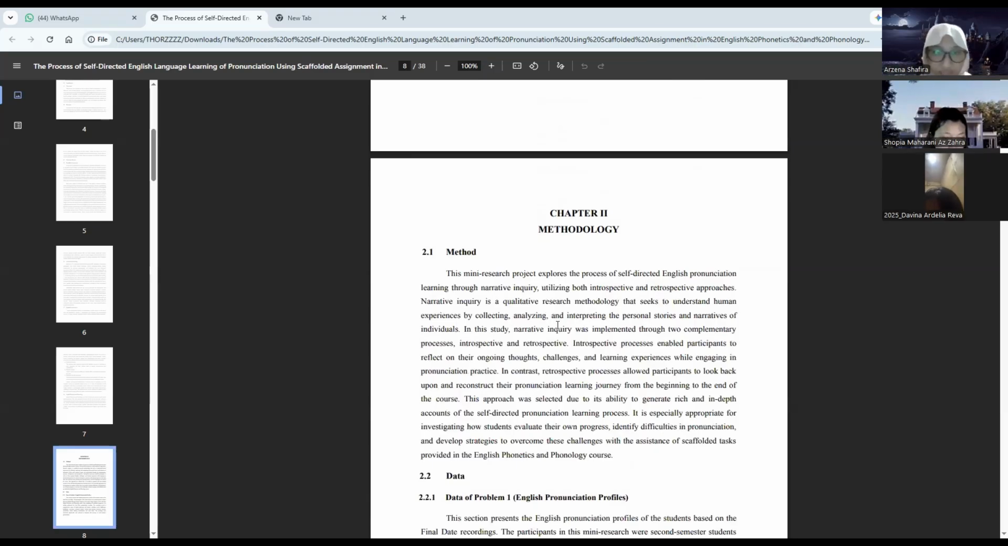This mini research project explores the process of self-directed English pronunciation learning through narrative inquiry, utilizing both introspective and retrospective approaches. Narrative inquiry is a qualitative research methodology that seeks to understand human experiences by collecting, analyzing, and interpreting the personal stories and narratives of individuals. In the study, narrative inquiry was implemented through two complementary processes, which are introspective and retrospective. Now let's move on to problem 1 of the data.